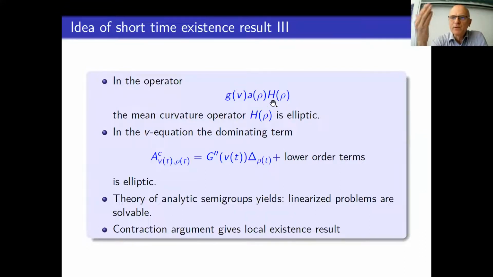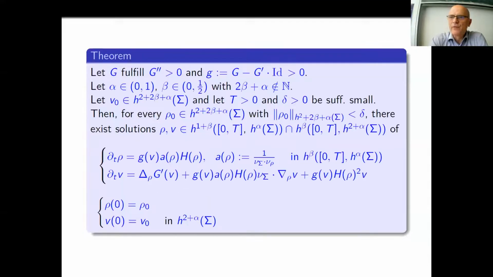Because we did this splitting, we have two elliptic operators here, one with respect to the mean curvature, and here with respect to the diffusive part, and we can use theory of analytic semigroups, linearize, and solve the linearized problem. And then of course there's some work doing the contraction argument, but this is possible. Here we need to be very careful. We want to have good dependencies on the geometry and on rho to show further qualitative behavior.